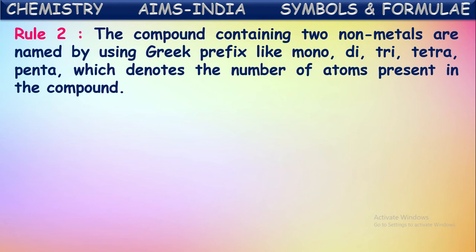In this case, we are going to see about the compounds, or binary compounds, containing both non-metals. Then the prefixes like mono, di, tri, tetra, penta are used for representing the number of atoms of each non-metal present in the compound. Let us understand this by taking some examples.